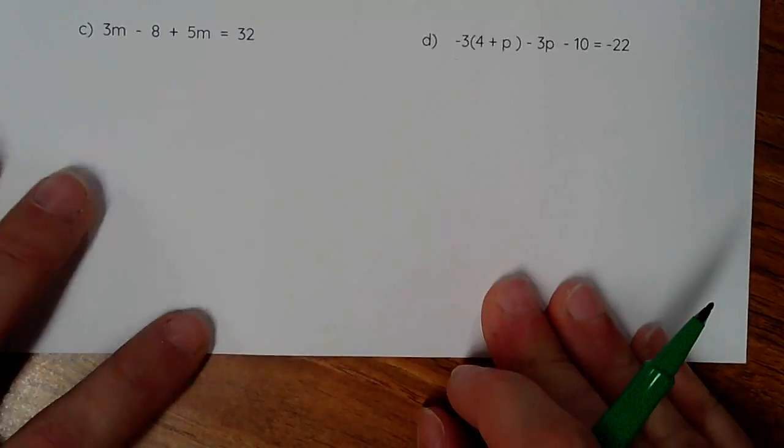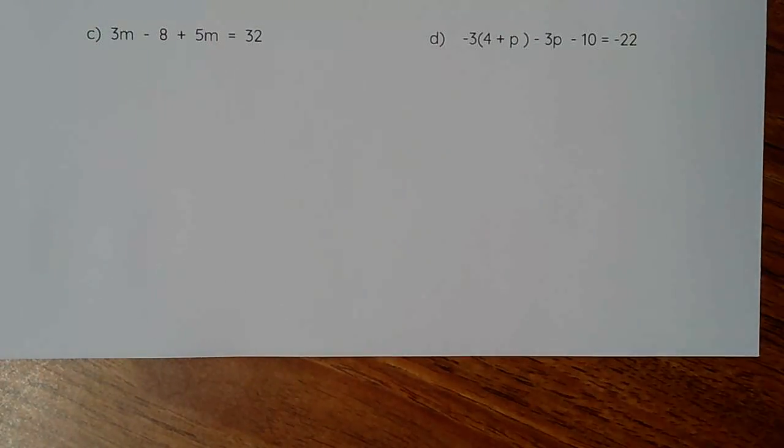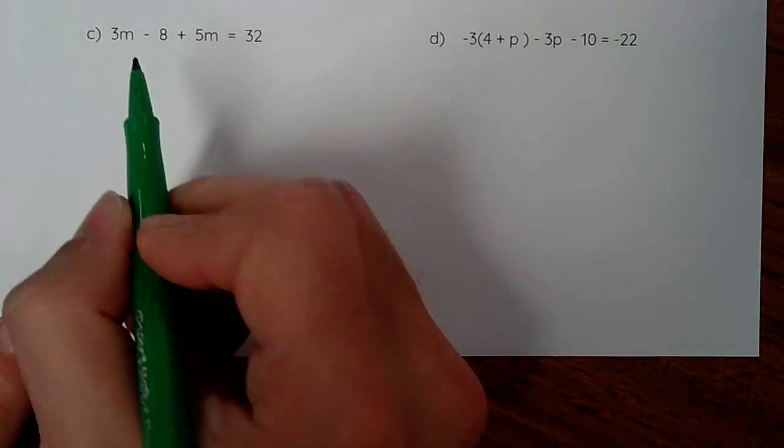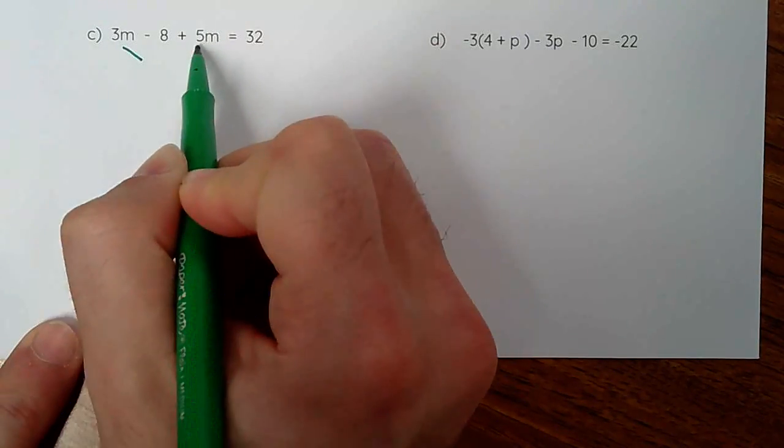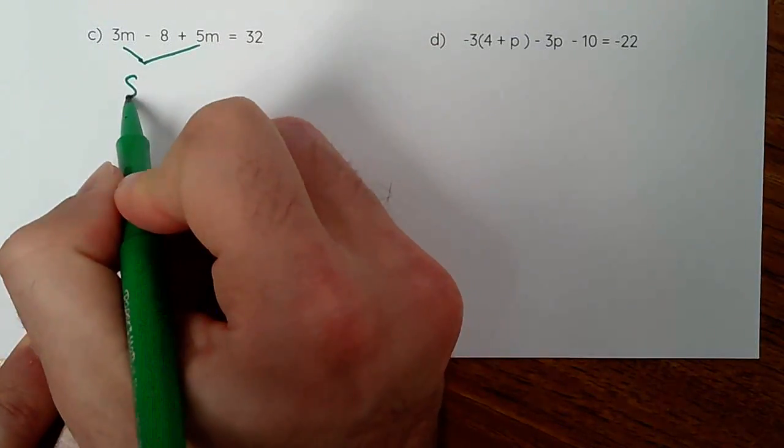Problem C. 3m minus 8 plus 5m equals 32. I'm going to go ahead and combine terms. So I have 3m and 5m. Those will combine to 8m.